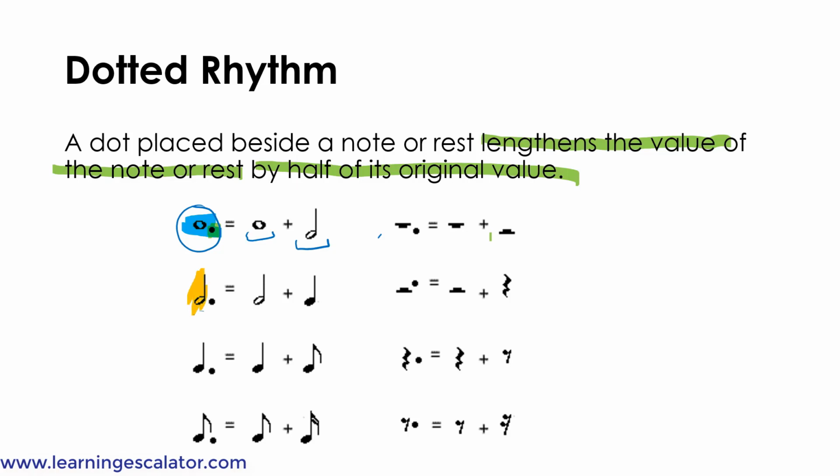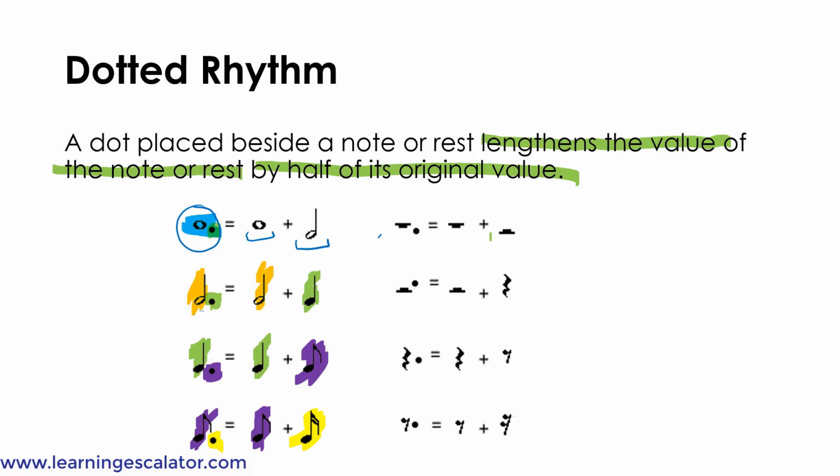If you see a half note with a dot, there's a half note, and you have to add half of a half note. So half of a half note is a quarter note, and same for the quarter with a dot. There's a quarter note over here, and then you have to add half of a quarter note. So half of a quarter note is an eighth note, and same with the eighth note. There's an eighth note, and there's a dot, so you have to add half of an eighth note, which is a 16th note. So there's an eighth note plus a 16th note.